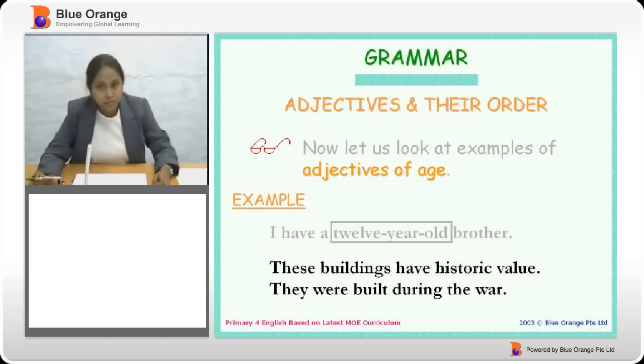These buildings have historic value. They were built during the war. So here again, what sort of buildings are these? We are describing the buildings, and we are using the word historic, which tells us that they are quite old. It was built during World War I or World War II, we are not sure, but it was built during a war. And of course, we don't have any wars occurring in Singapore recently. So it means that it happened some time back. So historic is an adjective of age.